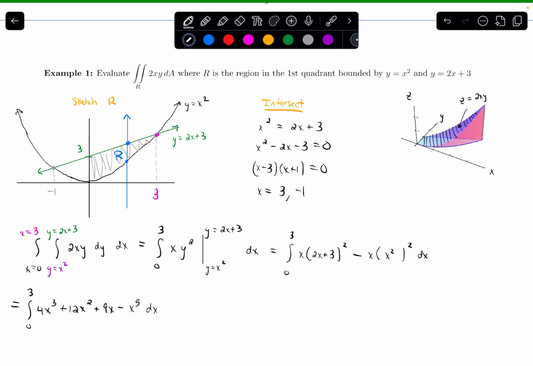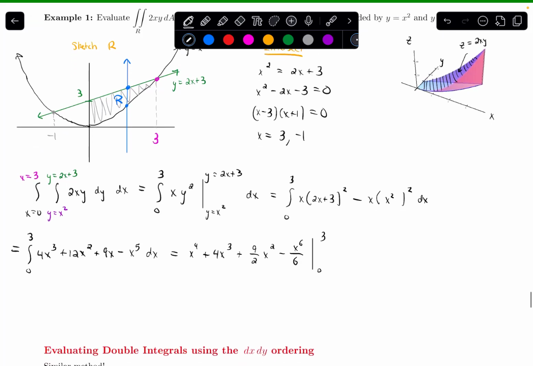Now that's an antiderivative I can do. Term by term, I'll get x to the 4, and then 4x cubed, plus 9 halves x squared, and then minus x to the 6 over 6. So it's a bunch of reverse power rule. And now I have to plug in the 0 and the 3. So plug in the 0, plug in the 3.